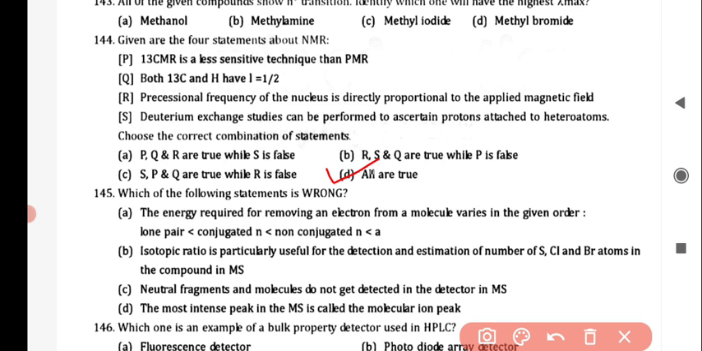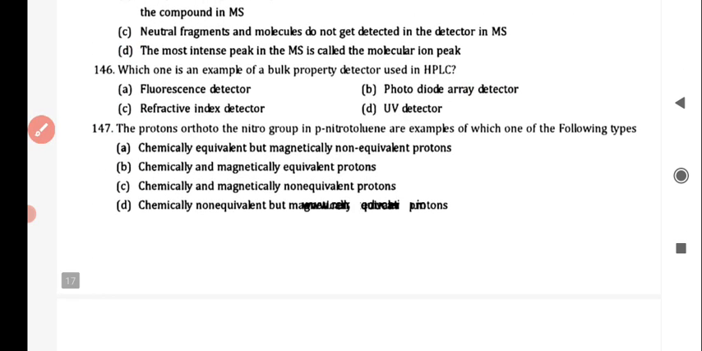Next question is, which of the following statement is wrong? So the wrong statement among these is option D, that is the most intense peak in the MS is called the molecular ion peak. Next question is, which one is an example of a bulk property detector used in HPLC? And the correct answer is option C, refractive index detector. Next question is, the protons ortho to nitro group in para-nitrotoluene are examples of which one of the following types? And the correct answer is option B, chemically and magnetically equivalent protons.